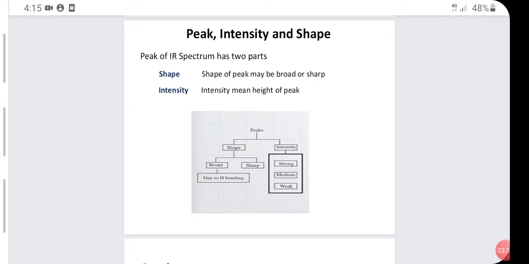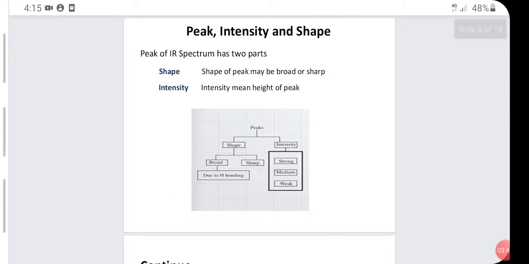Peak intensity and shape. A peak of an IR spectrum has two parts. The first one is the shape and the second one is the intensity. The shape of a peak may be broad or sharp, and the broadness of the peak depends upon hydrogen bonding. More polar molecules produce broad peaks, while less polar molecules produce sharp peaks.